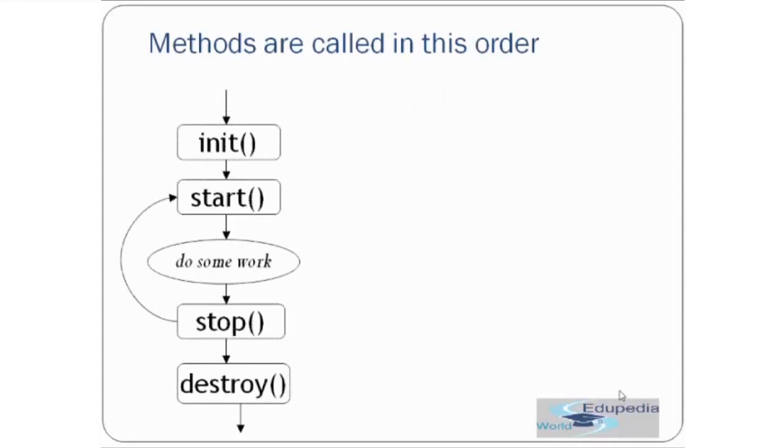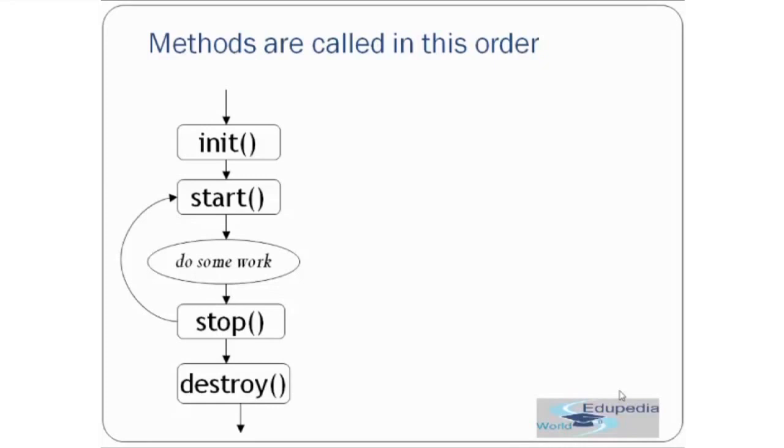Methods are called in this order. So you see we are having init, then we are having start. So after init, the start method is called, then we tend to do some work which is our business logic that we need to do in our applet. After that we call stop.